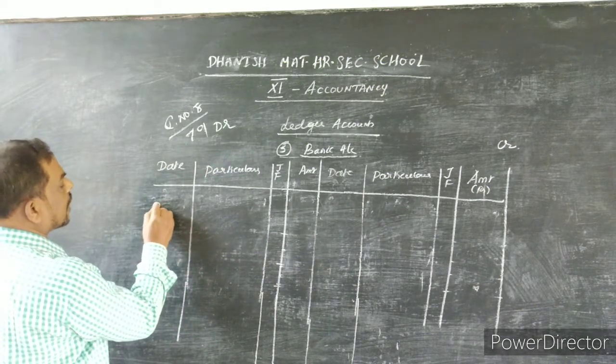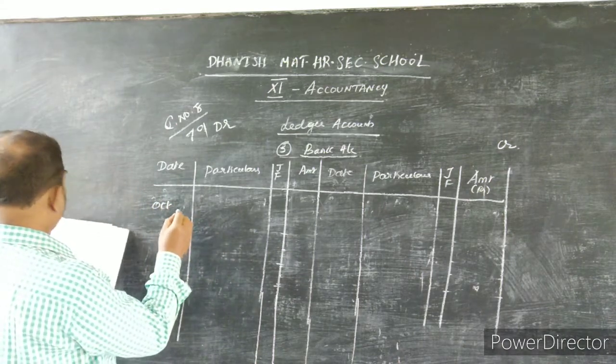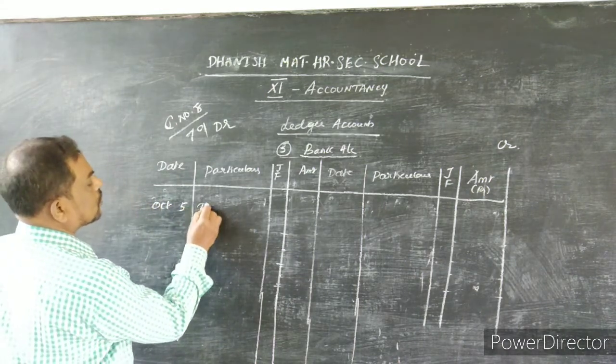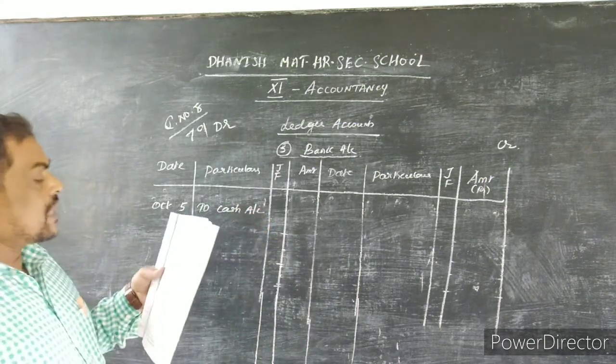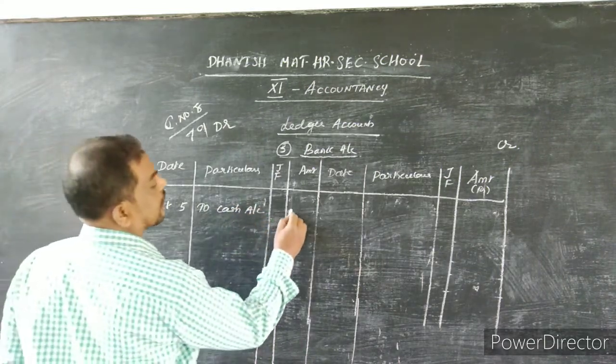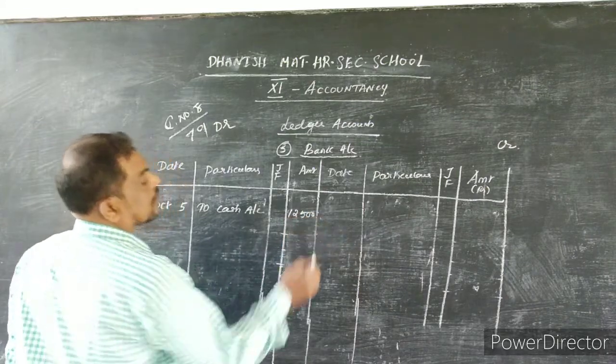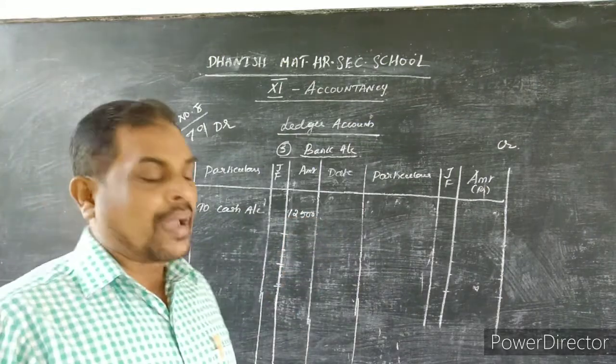What is the date? October 5. To cash account, because bank account debit means to cash account. What is the amount? Amount is 12,500. Now check wherever the bank account is available.